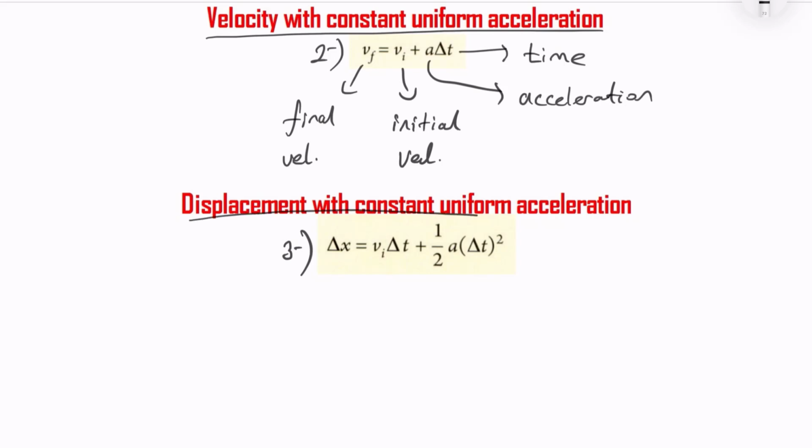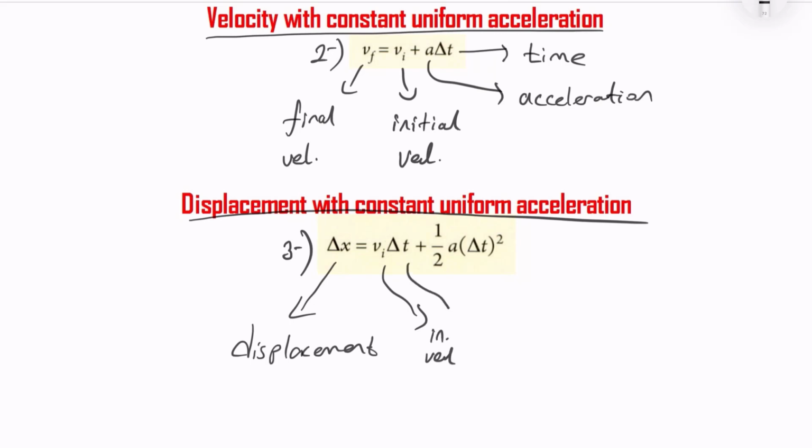displacement with constant uniform acceleration. So here we are going to calculate the displacement, which is delta x. Delta x is the displacement, and that's equal to v initial, the initial velocity, multiplied by the time, plus half is the coefficient, a is the acceleration, delta t squared. Delta t is the time.